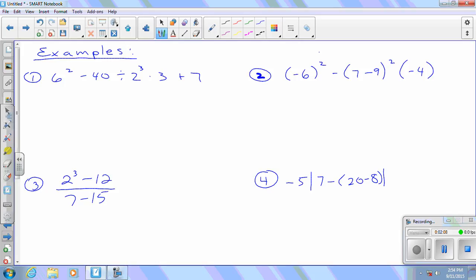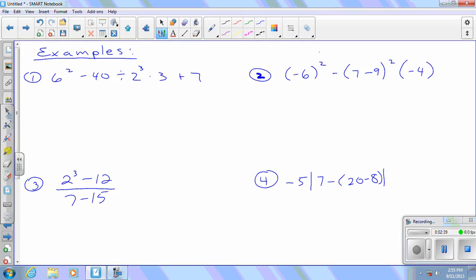So in this first example, I've got 6 squared minus 40 divided by 2 cubed times 3 plus 7. So a dot between two numbers represents multiplication, not a dot down at the baseline level, but one that's in the middle vertically of the numbers, okay? So in this equation, there are no grouping symbols or parentheses. So let's take a look at all the exponents.